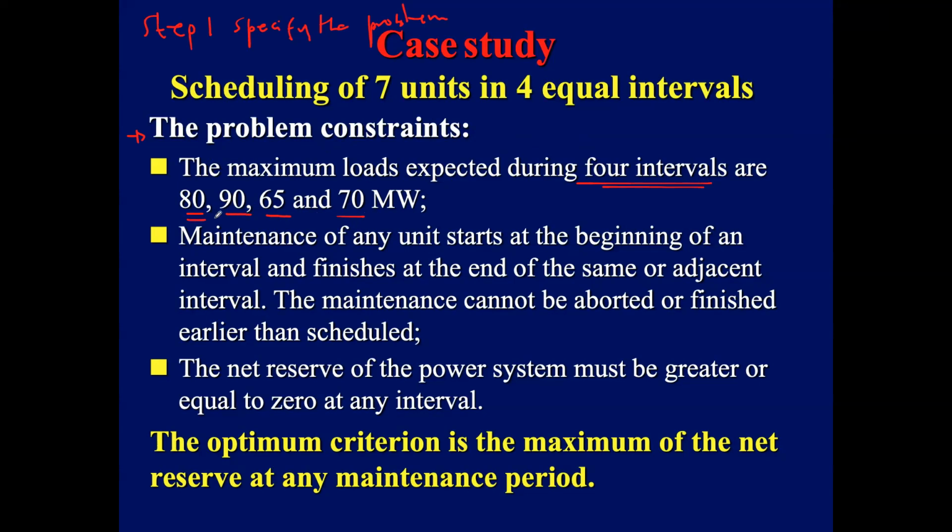In other words, during the first interval, 80 megawatts should be expected or be served to the clients. In the second interval, we have 90 megawatts. In the third interval, we have 65 megawatts. And in the fourth interval, we have 70 megawatts.